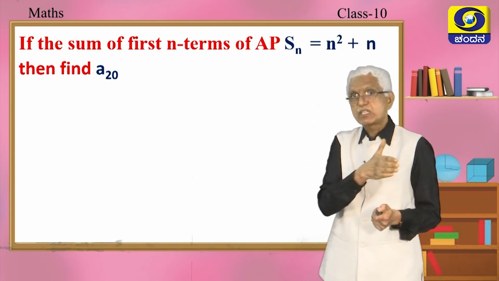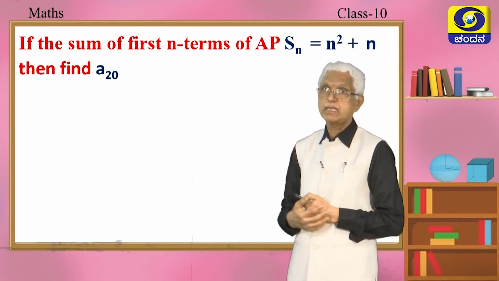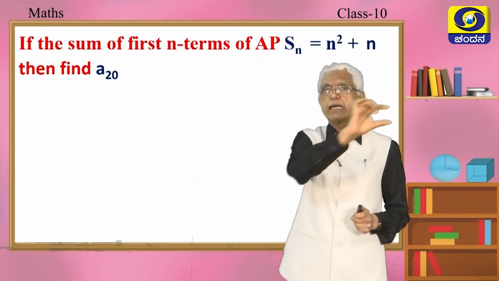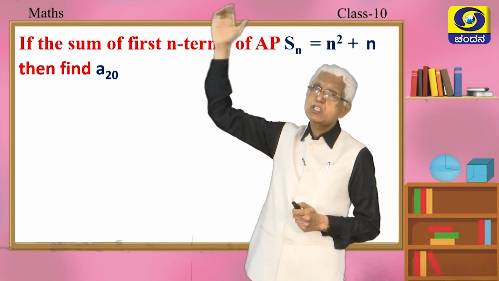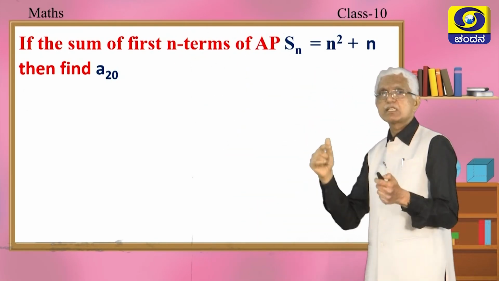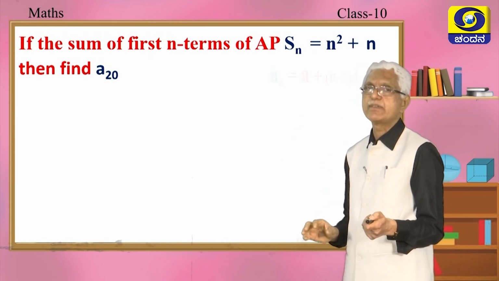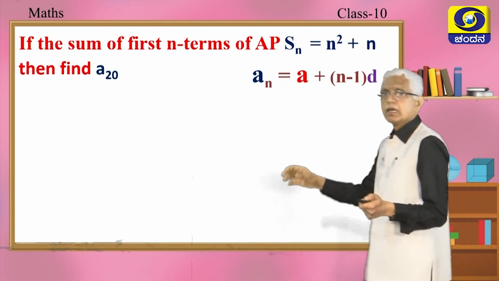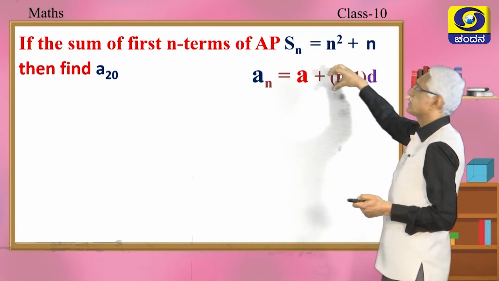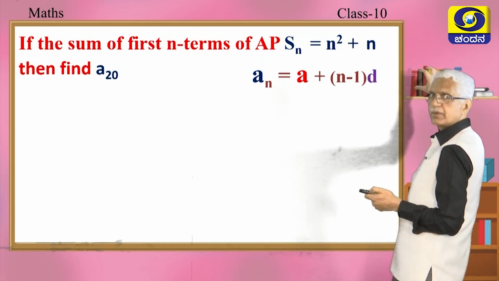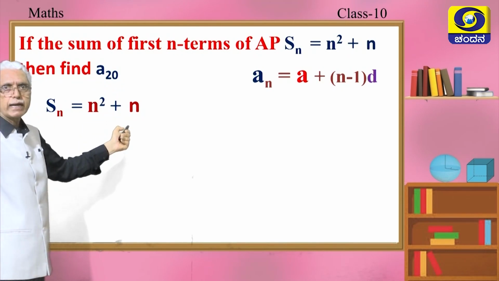Let us see. If the sum of the first n terms of an AP is n square plus n. See, again, they did not give you the terms of the AP, they gave you the sum of the first n terms of the AP. Sn is equal to n square plus n, and they want you to find the 20th term, a20. If you want to find the 20th term, 10th term, 100th term, a_n is equal to a plus (n minus 1) into d. You have Sn equal to n square plus n. What happens? Let us see.